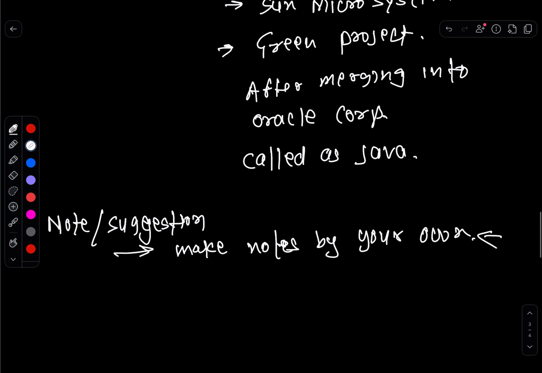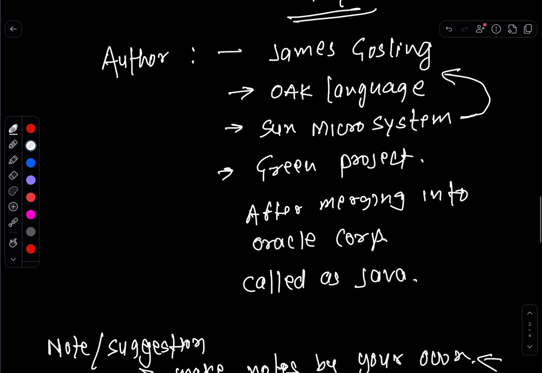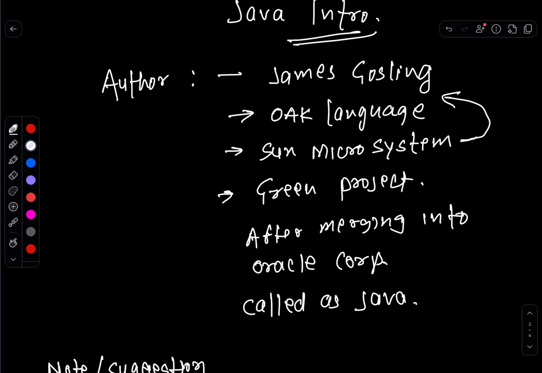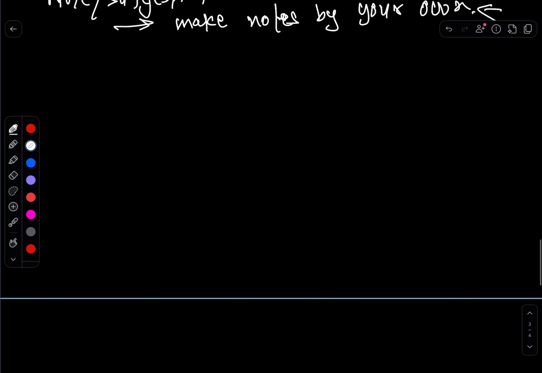So these are basically the introductions: James Gosling created Java. Initially, it was called the Oak language because he was working at Sun Microsystems under a project called Green Project. And after merging into Oracle Corporation, it was then called Java. We all know the logo of it, right?